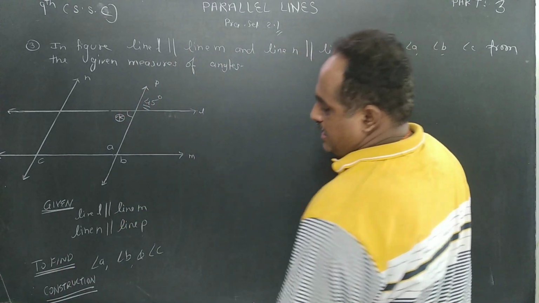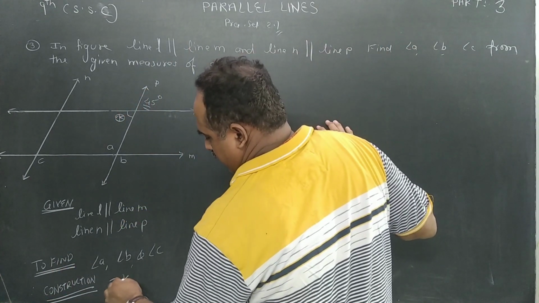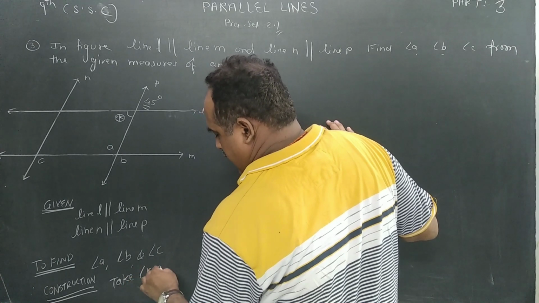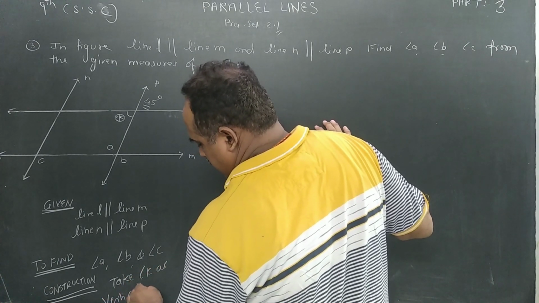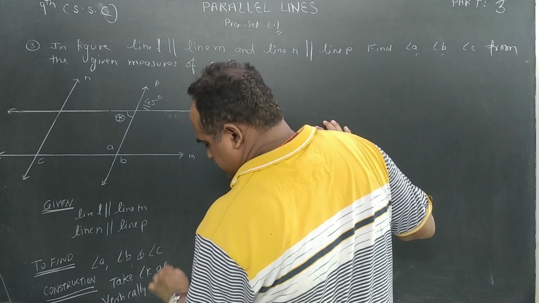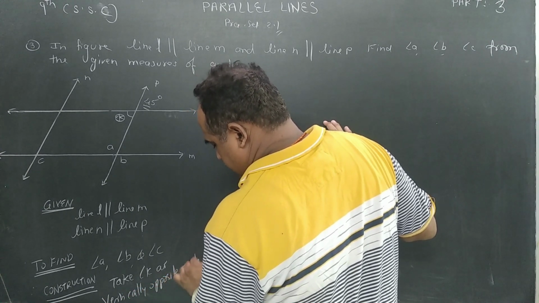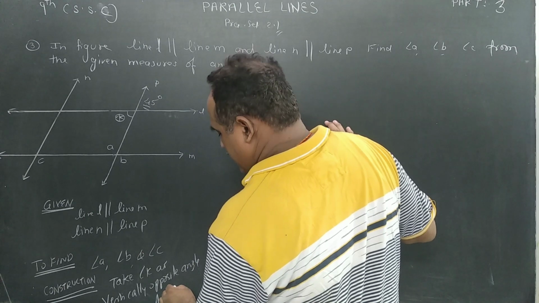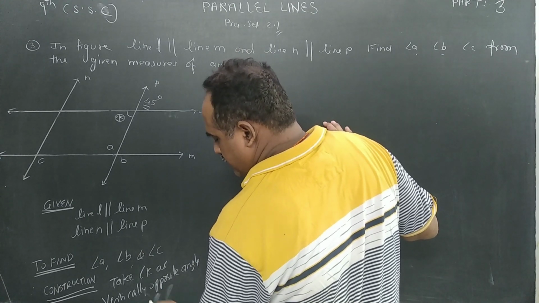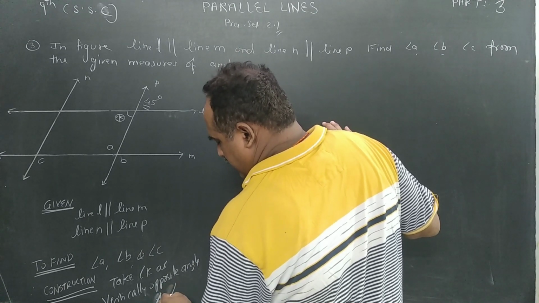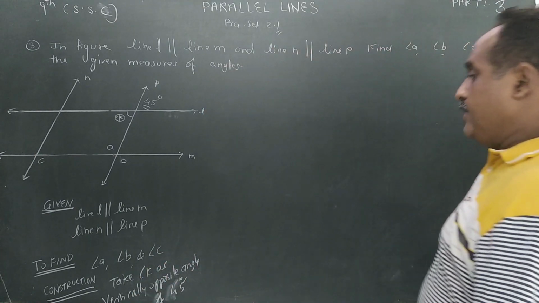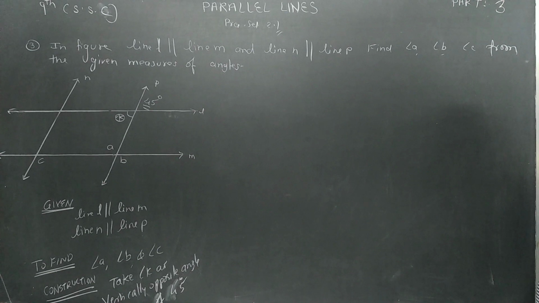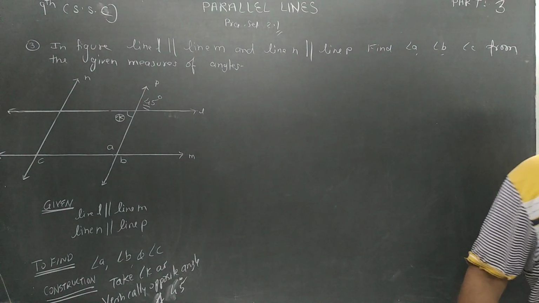Construction: take angle K as the vertically opposite angle of the 45 degree angle. Vertically opposite angle of what? The 45 degree angle. Okay, got it?